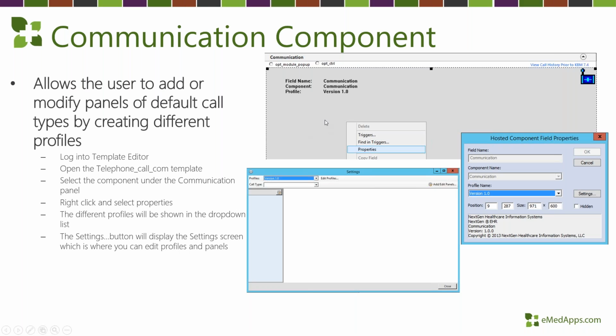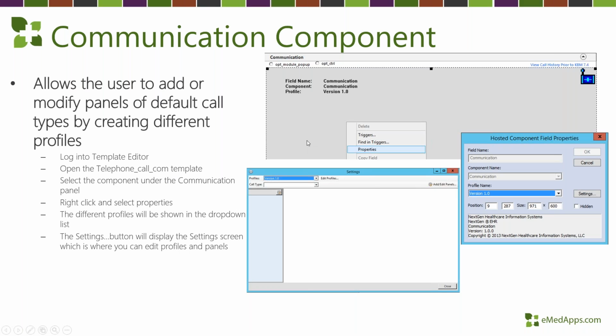Well, you're going to have to take this telephone_call_com, and you're going to have to actually copy it and make a customized template, because without doing that, you will not be able to save anything on the component. So you're going to log in to the template editor. You're going to open up the telephone call com template.